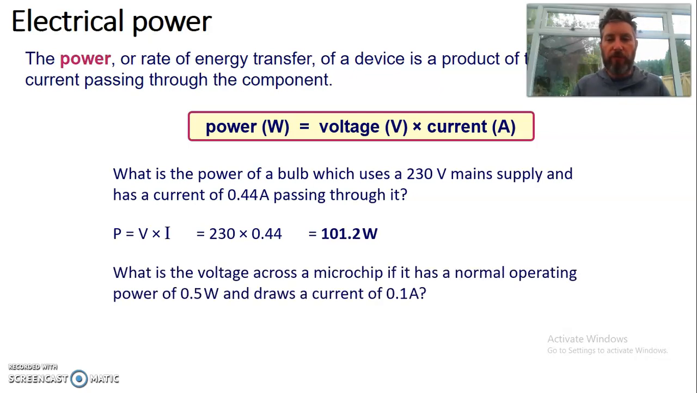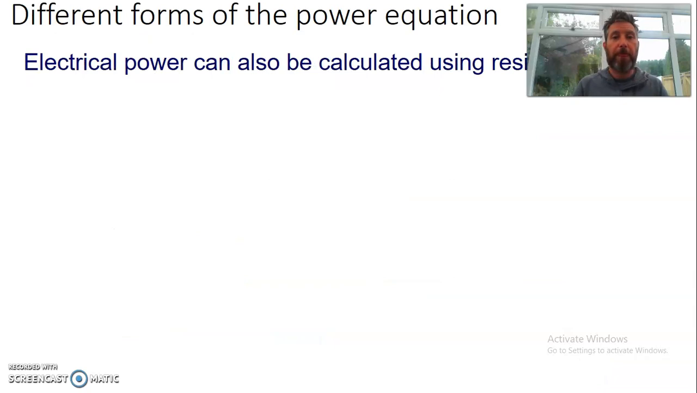So what is the voltage across a microchip? It has a normal operating power of 0.5 watts and draws a current of 0.1 amps. Now I've got to rearrange it. So voltage on this side times current there. So if I take current over, change the side, change the sign, voltage is going to be power divided by the current. So that's going to be 0.5 divided by 0.1, which gives us 5 volts. Right, so that's how we use that. We're going to be practicing this equation shortly.